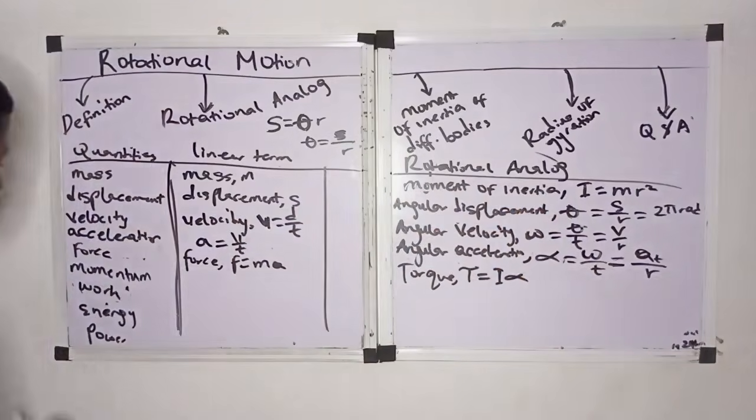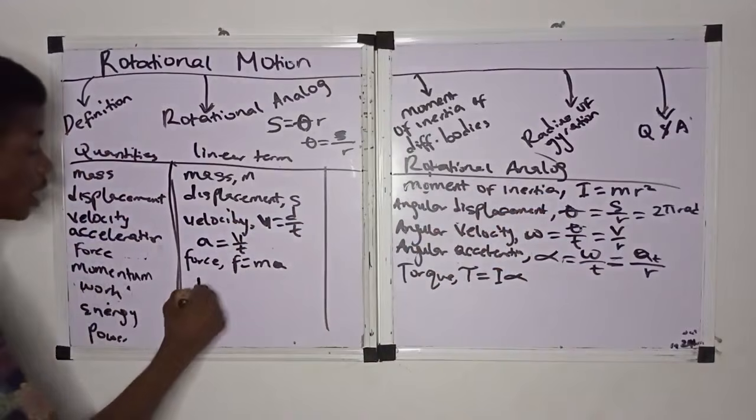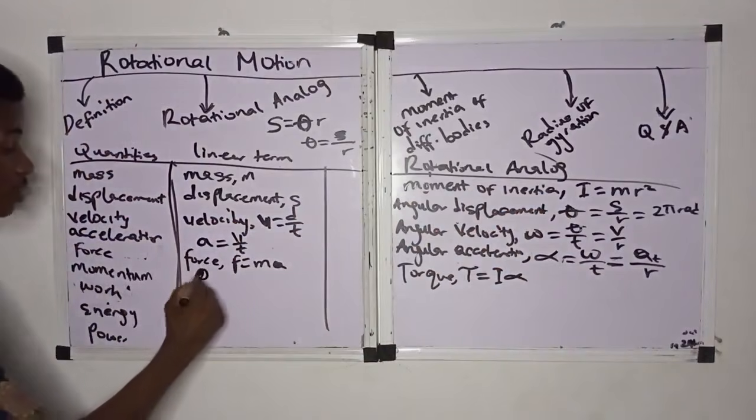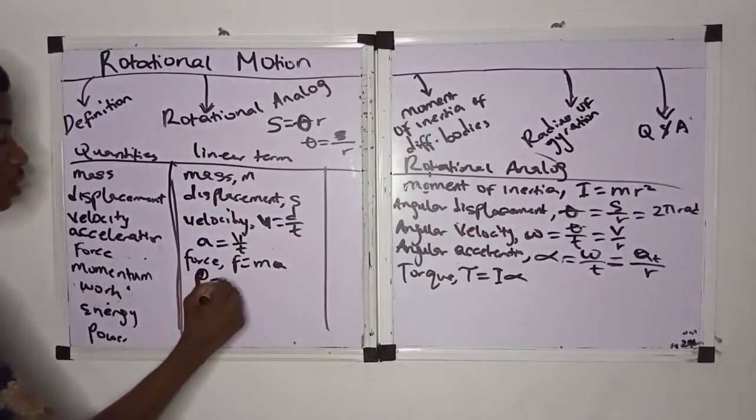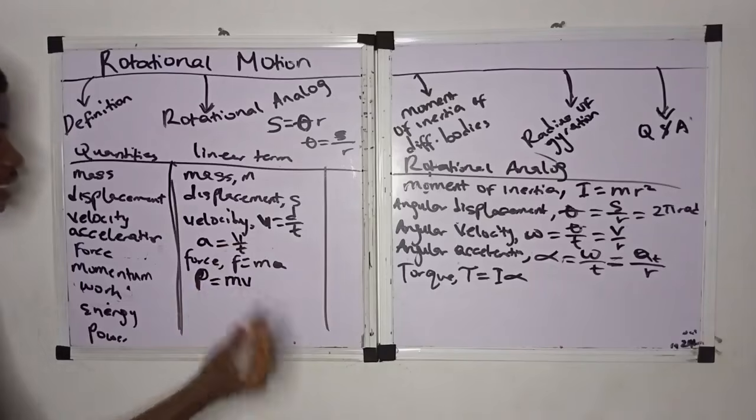If we continue, momentum. We all know that momentum in linear terms is still momentum, right? Momentum is equal to mass times velocity, right?